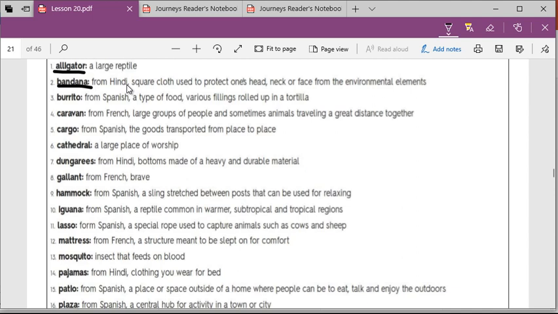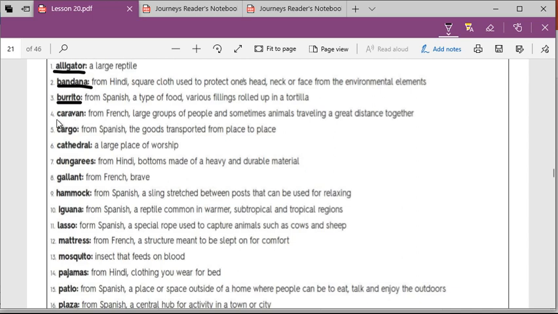That's the language of India. It's a square cloth that used to protect one's head or neck. And we have burrito. Actually, burrito, this word comes from Spanish. When you get older, you will have this sense that you can know what word comes from what language. Burrito is a type of food which has various fillings rolled with a tortilla.